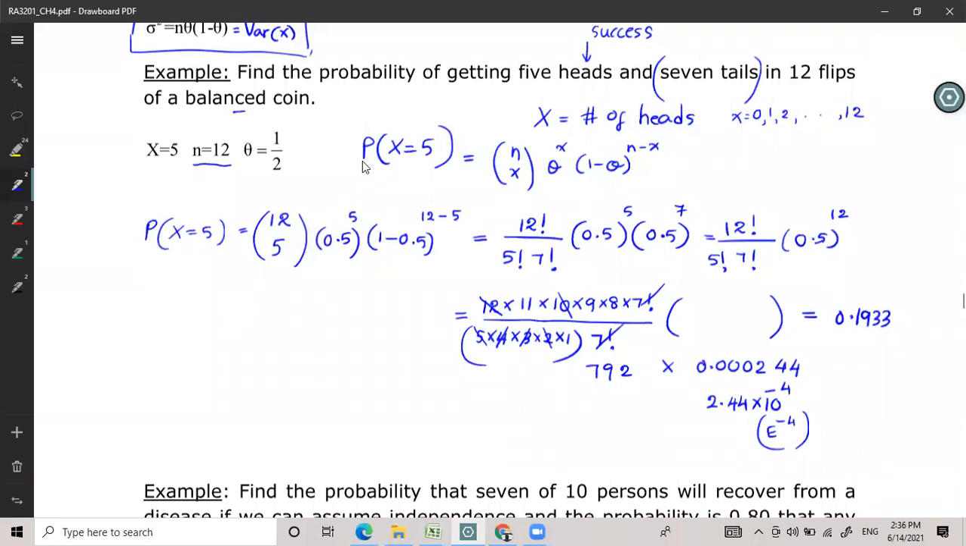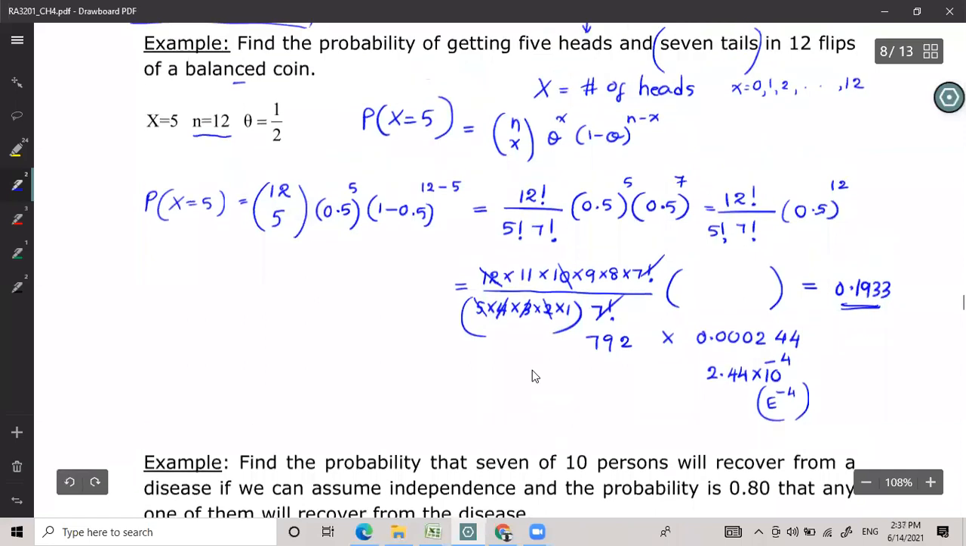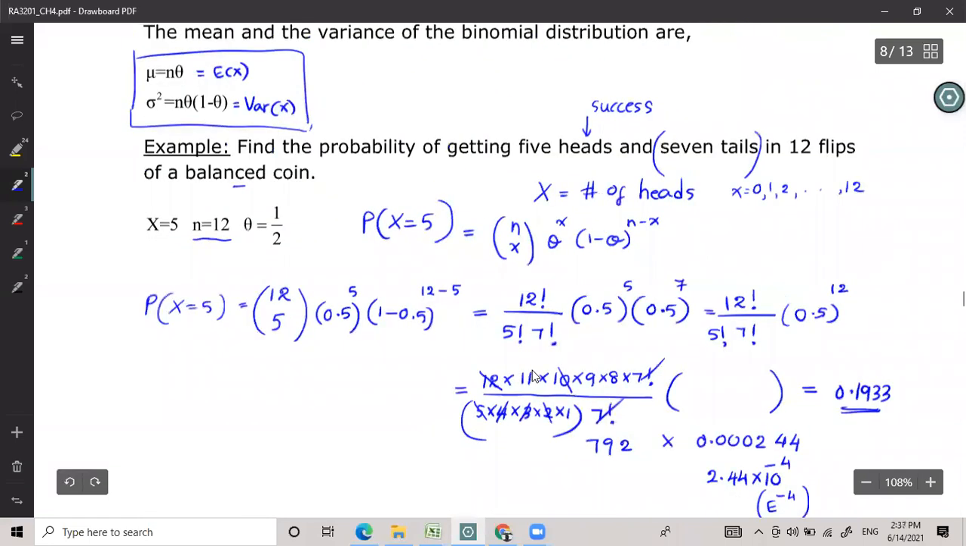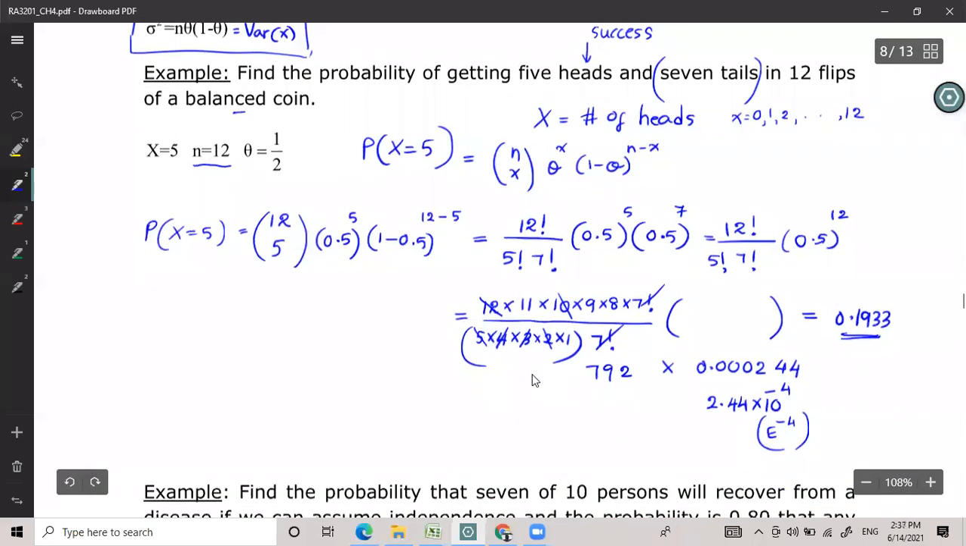Right, so thanks for everybody who gave the final answer, 0.1933 actually. So that is the probability. If you flip a coin 12 times, the probability that there will be exactly 5 heads is 0.1933. Okay. Is this clear to all of you how to use the formula? But again, I'll show you how to use the table. That is the important one.